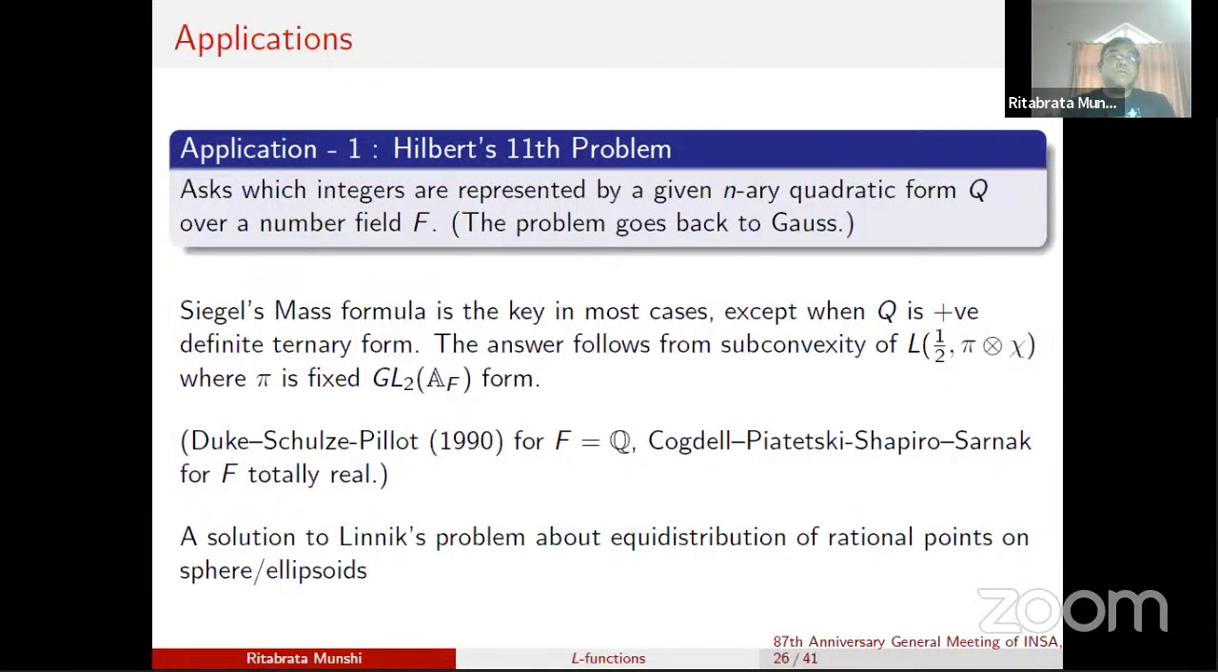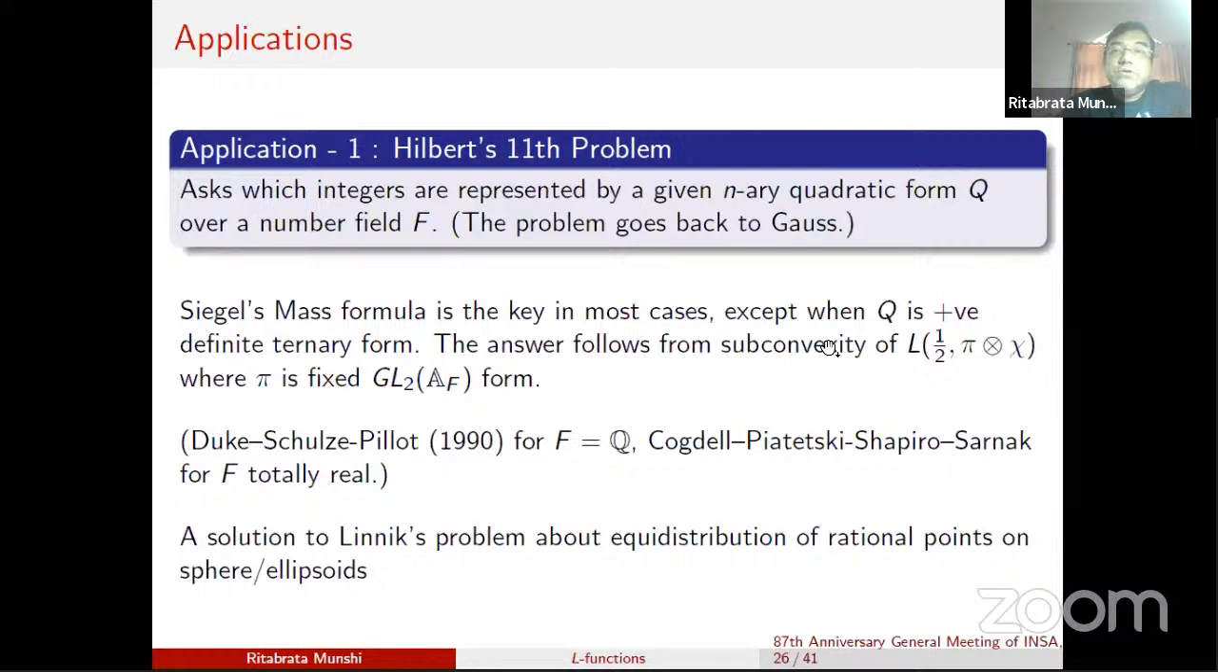For example, if you are interested in Hilbert's 11th problem, where you are interested in finding out the integers which can be represented by an n-ary quadratic form over a number field, then in most cases you can apply what's called Siegel's mass formula, except in one case where it does not work, where the quadratic form is positive definite ternary.